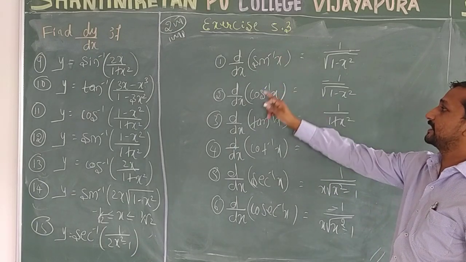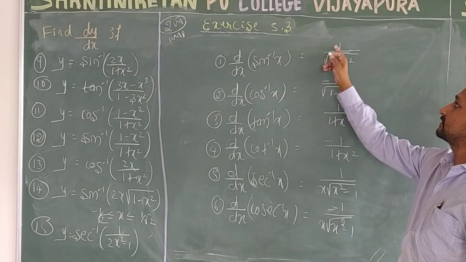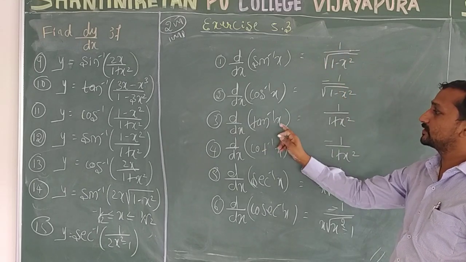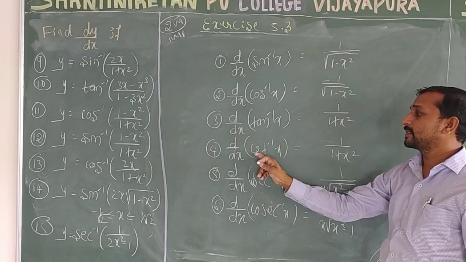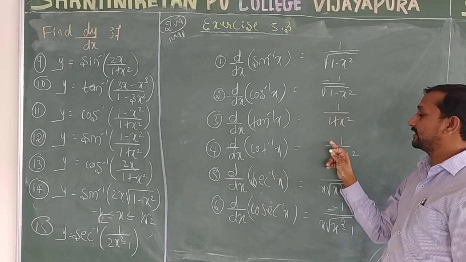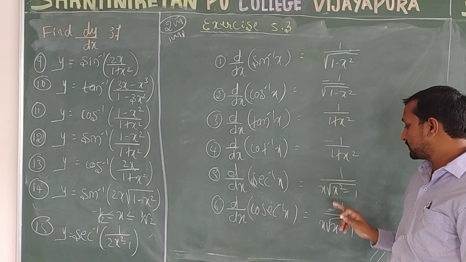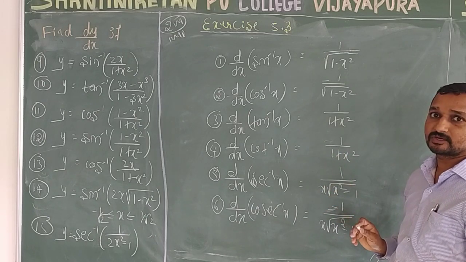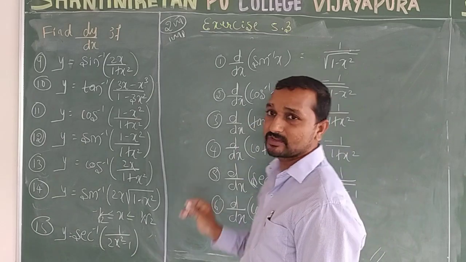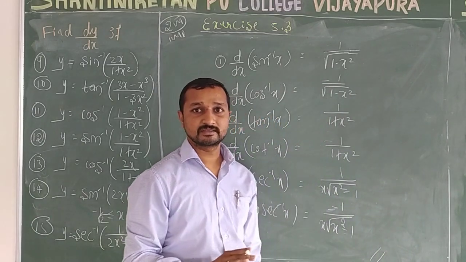Sin inverse of x and cos inverse of x are the same, but the signs are different. This is a positive sign, this is a negative sign. Similarly, tan inverse of x and cot inverse of x are also the same, so here also plus and minus. So remembering these formulas is very easy. These formulas are very important, students.